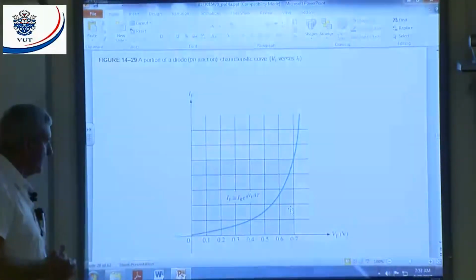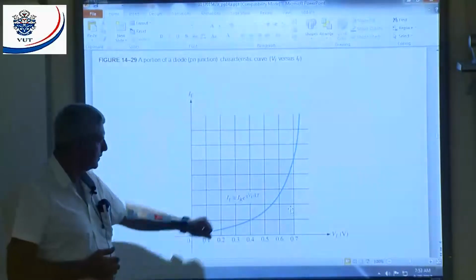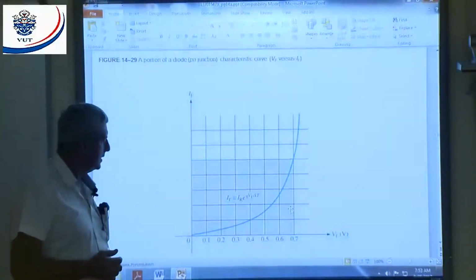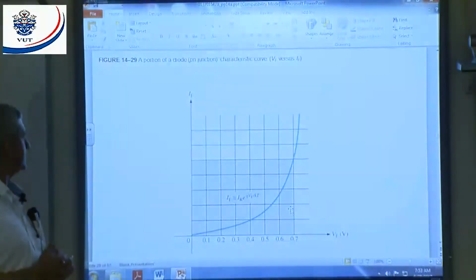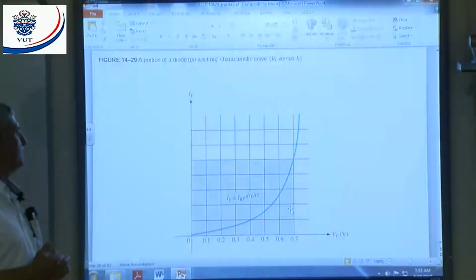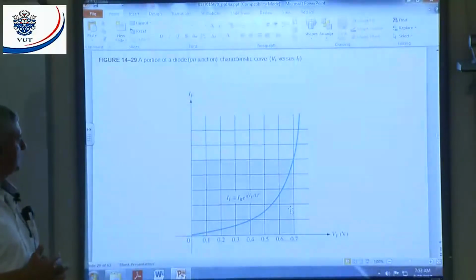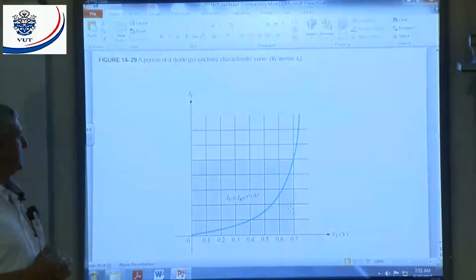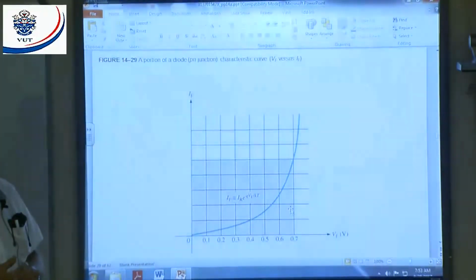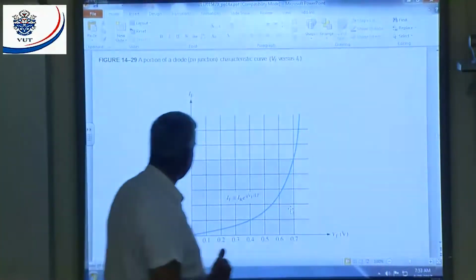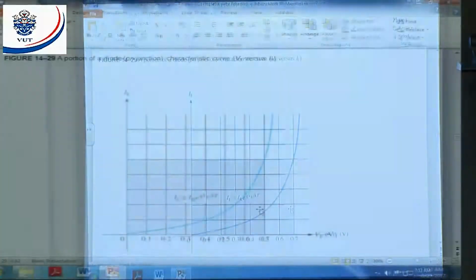P-N junction. All right, here they give us the forward voltage and the forward current. It's approximately equal to I_R, which stands for my reverse or leakage current, times e to the power q times V_F, where V_F stands for the forward voltage, divided by k times my absolute temperature. That is the basic equation for my forward current.